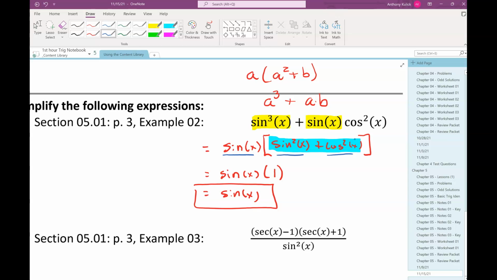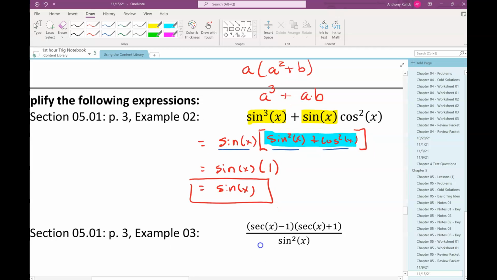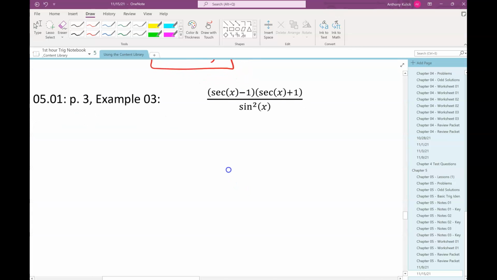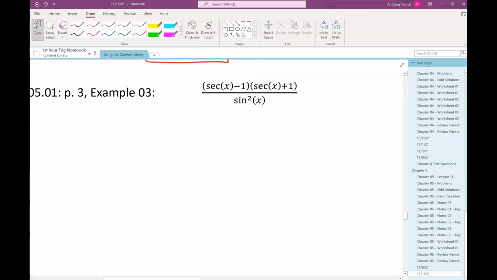Is everybody okay? Let's look at this next example then. So here we have the quantity secant x minus 1 times the quantity secant x plus 1 all over sine squared x. Again, typically the first thing I want to do is look for any algebraic thing I might be able to do to make life easier.